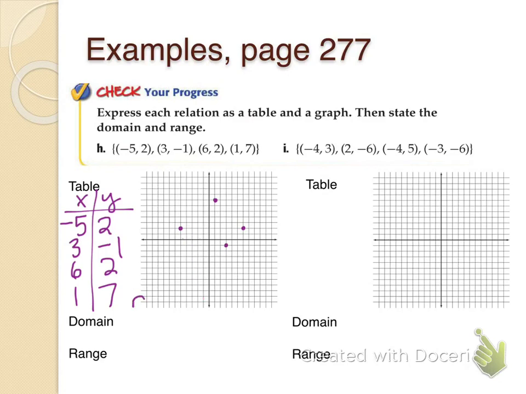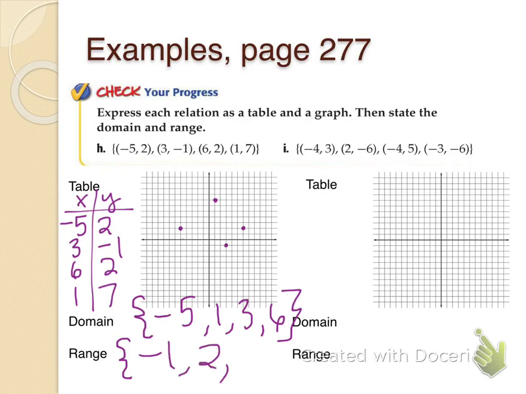So for the domain, I'm going to start with a curly brace. I know you love those. And I'm going to write all my x's, okay, in order from least to greatest. So negative 5, 1, 3, and 6. And then for my range, I'm going to use curly braces, all my y's, negative 1. Now since I have two 2's, I really only have to list that once, and then 7. So for our range, I only have 3 numbers.